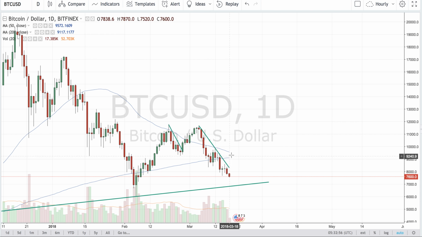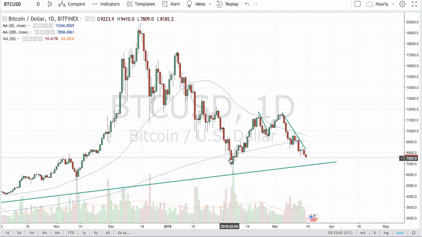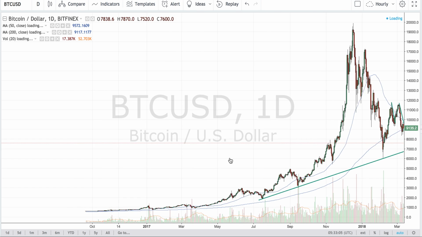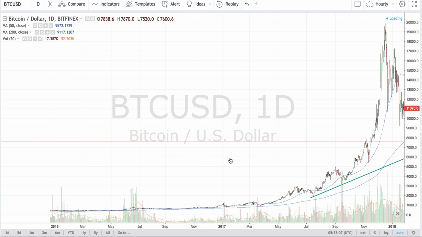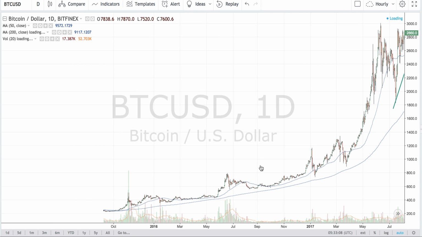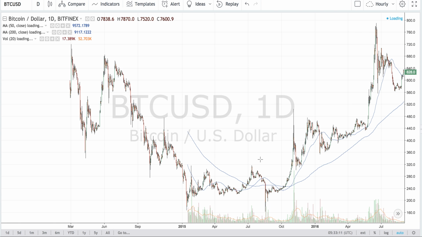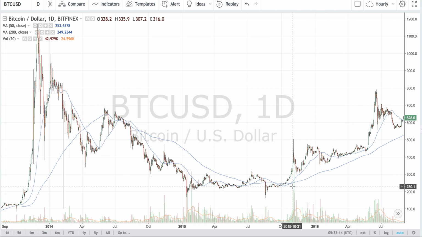Now, if you look, it's almost certain that the 50-day moving average will cross the 200-day moving average on the downside. And the last time it happened was a very long time back. So we need to go all the way back to when the price was below $1,000, and that was for a very short term. So hopefully this time it will be the same.